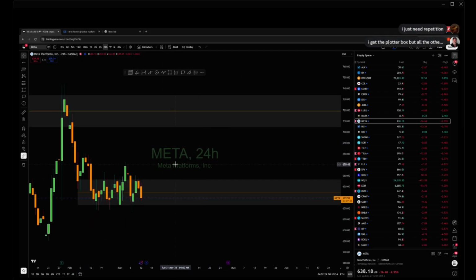So I get the Potter box, but all this stuff kills me. Not perfect, but I got it. Yeah, again, I don't expect you guys to be masters the first time that I'm explaining this, but you should understand what we're looking for. There's two things: empty space and consolidation, and waves, typically 2 to 3 off of both sides. Obviously, a break of that structure is typically where we look for our entries. So, all right.